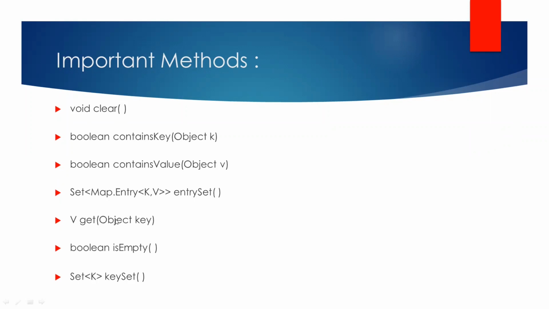If you remember, there is a method in ArrayList that is get. There we pass the indexes, but here we will pass the key. To check whether your map is empty or not, you can use the isEmpty method. keySet is used to convert your map into the set.